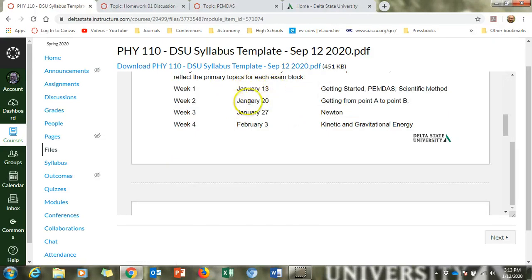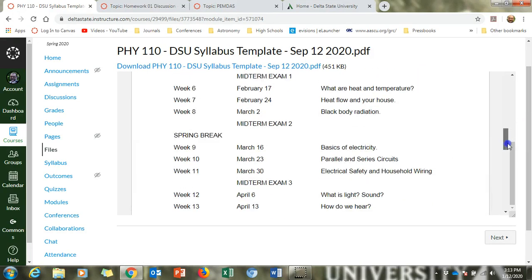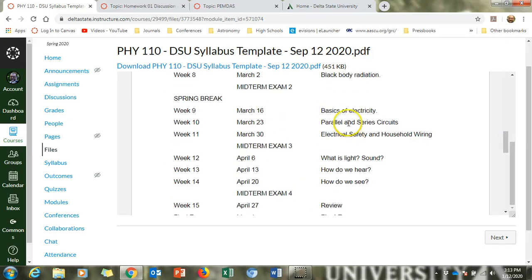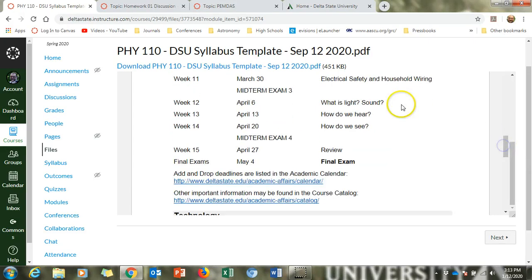We start going from point A, Newton's laws, gravity, kinematics, momentum, and then we get to our first exam, and then heat, temperature, heat flow, black body radiation. We get to our second exam. Electricity, parallel and series circuits, electrical safety, household wiring. We get to our next exam. What is light? What is sound? How do we hear? How do we see? That's our final exam. And I have this week, this last week of the semester, for review activities.